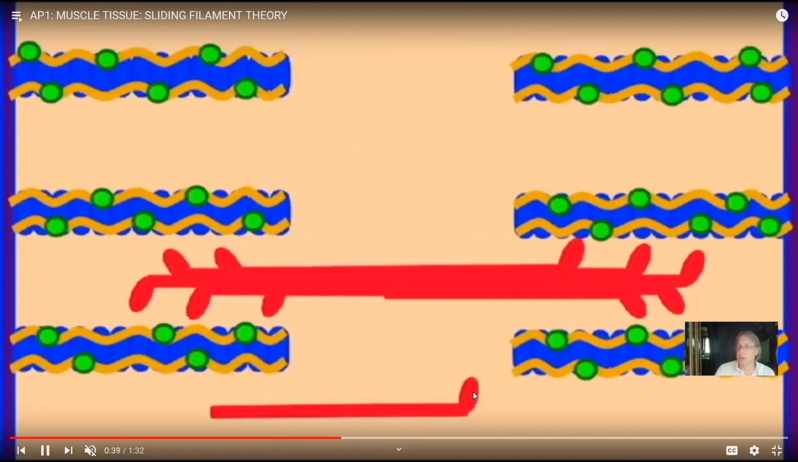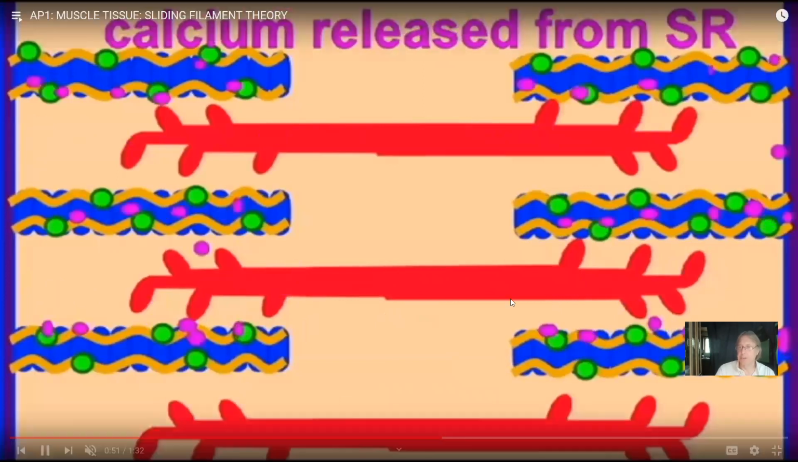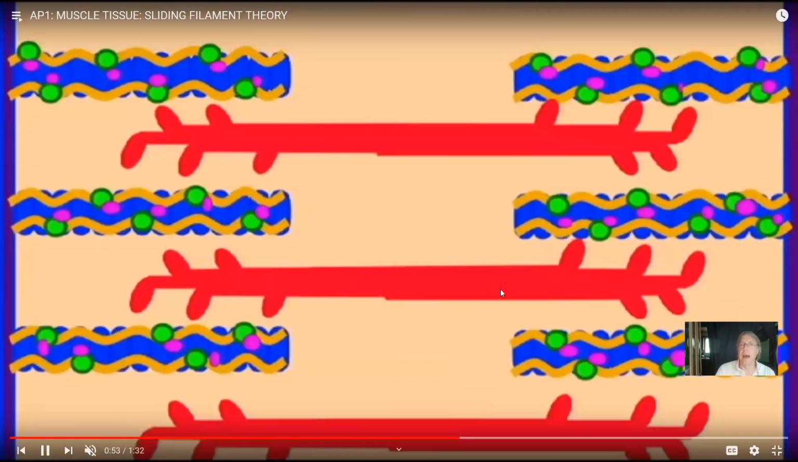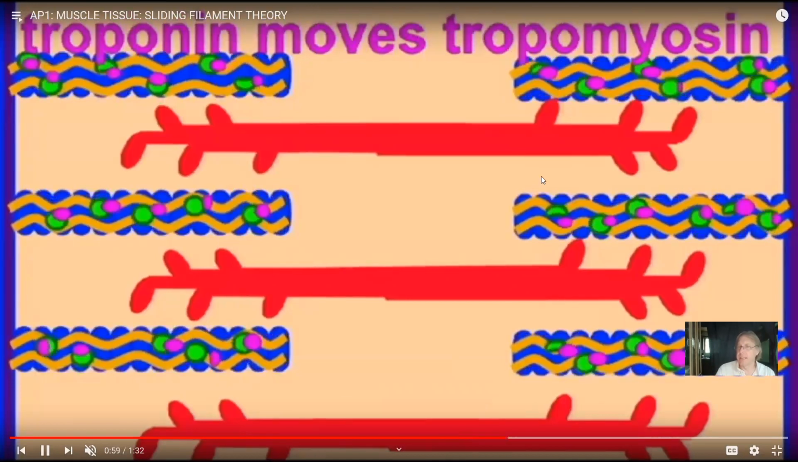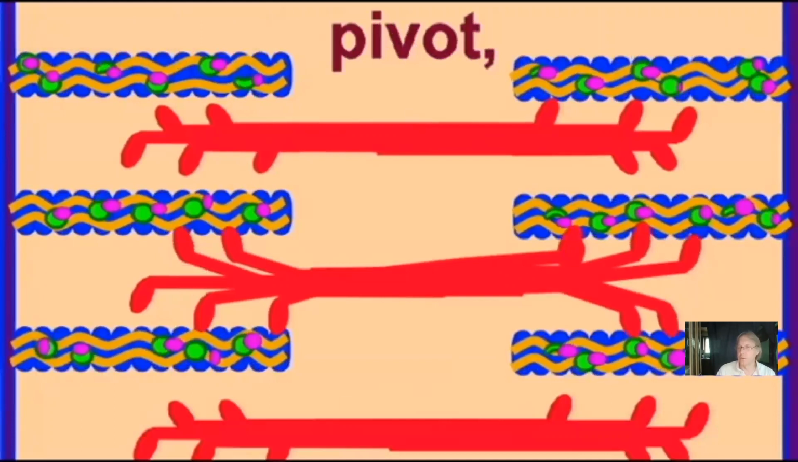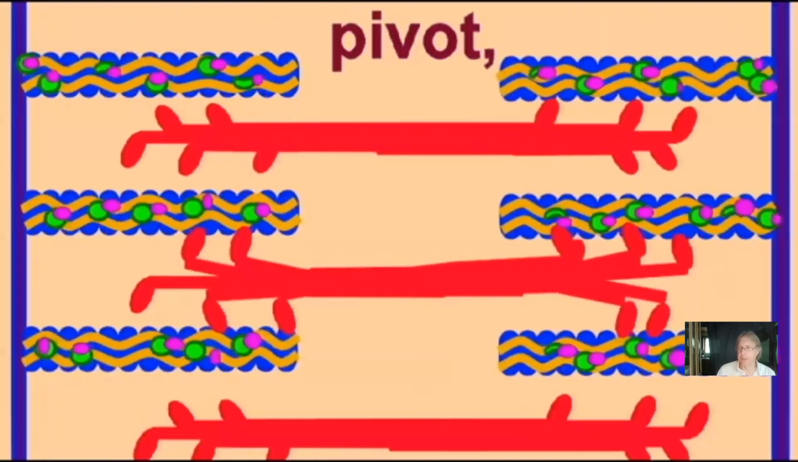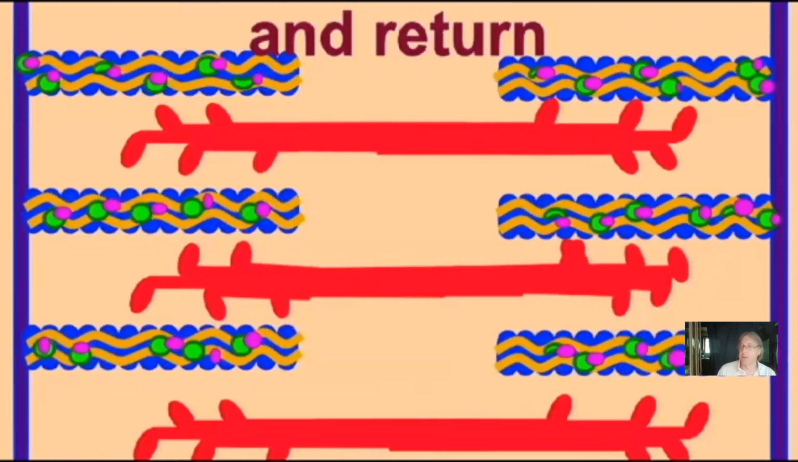Myosin's globular heads can not only pivot, but also can bend in the middle so that it can reach up, grab actin, and yank on it. And now that the active sites have been exposed, once calcium moves to troponin, now the myosin globular heads can attach to the active sites, pivot towards the center of the sarcomere, detach after binding ATP, and then return to the cocked and ready position. They can then attach, pivot, detach, return, attach, pivot, detach, return.